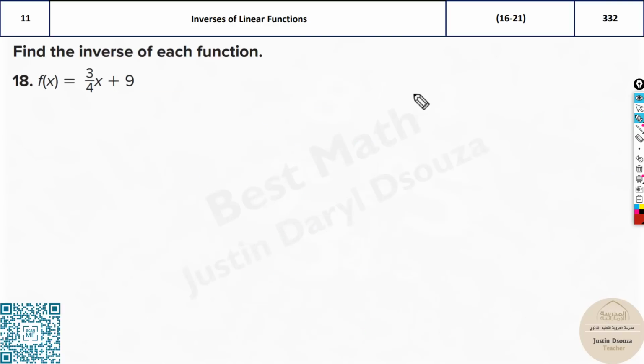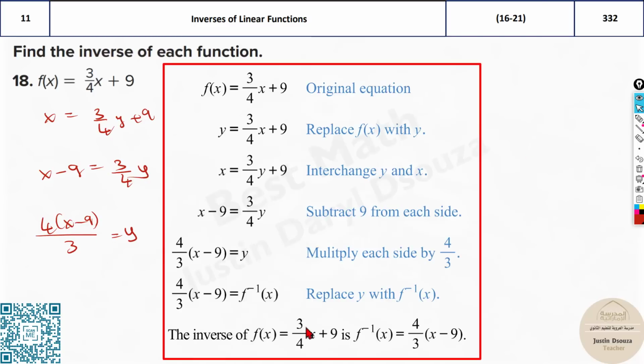Please do these problems by yourselves. I will solve it anyways, but you can skip ahead or solve this by yourself and then check for the correct answers. X is equal to 3 by 4y plus 9. 9 to the other side will be x minus 9 equals 3/4 y. 4 times x minus 9 divided by 3 would be equal to y. So that would be the answer. There might be some variation, the 4 might be multiplied inside as well. No, it's just kept like this, sorry. This is the correct answer itself.